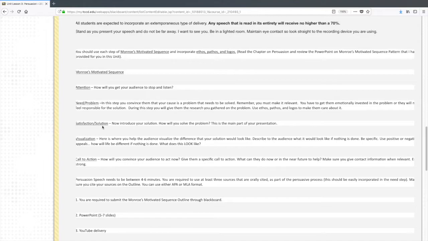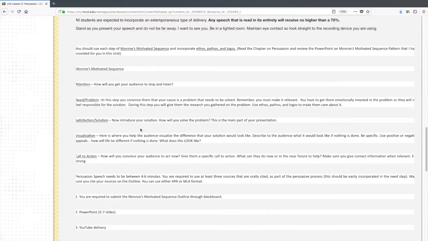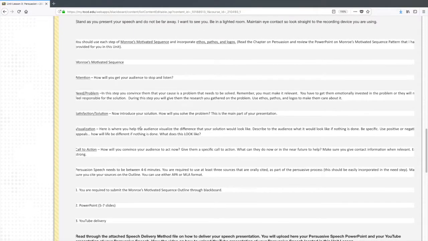In the satisfaction solution step, this is the bulk of your presentation. This is where you're going to introduce your solution. How will you solve the problem? Make it clear, make it simple so that the audience can understand how you are going to solve that problem. This is the main part of your presentation. Remember, research is important. I want you to make sure that you mention the sources that you've used, according to, just like you did for your informative speech.